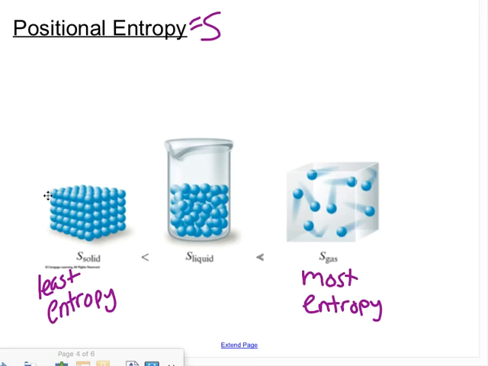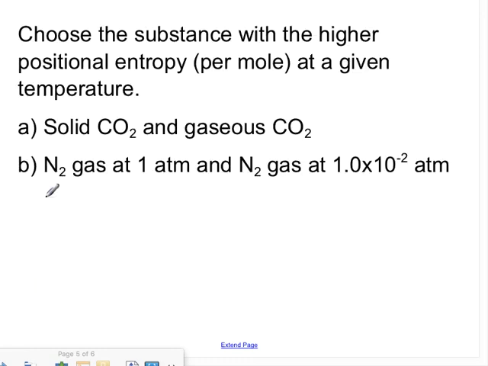All right, let's do a few examples. Choose a substance with the higher positional entropy per mole at a given temperature. Solid carbon dioxide and gas carbon dioxide. Well, as we just learned, gases have higher entropy than liquids and solids. So if they're at the same temperature, we have the same amount of substance, the gas is going to have more entropy than the solid because there's more possibilities for how the atoms can be arranged.